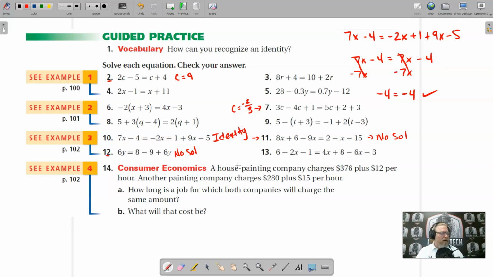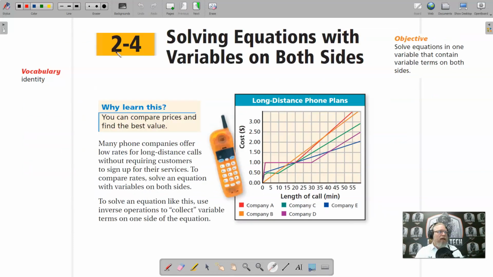All right. So those are all my examples, or that's everything that I've got for textbook chapter 2, lesson 4, solving equations with variables on both sides. Thank you.